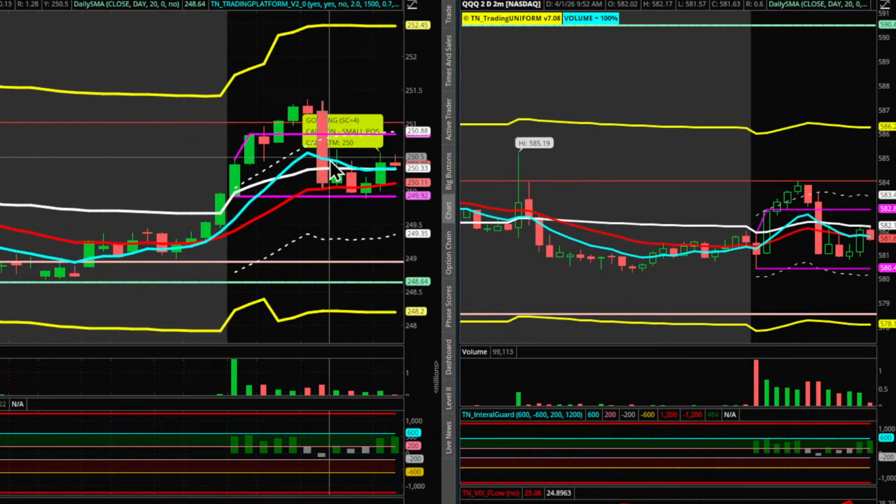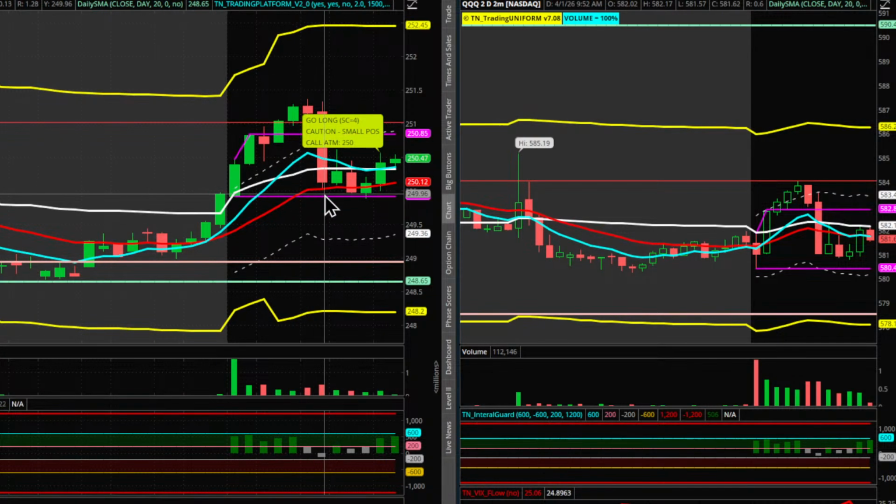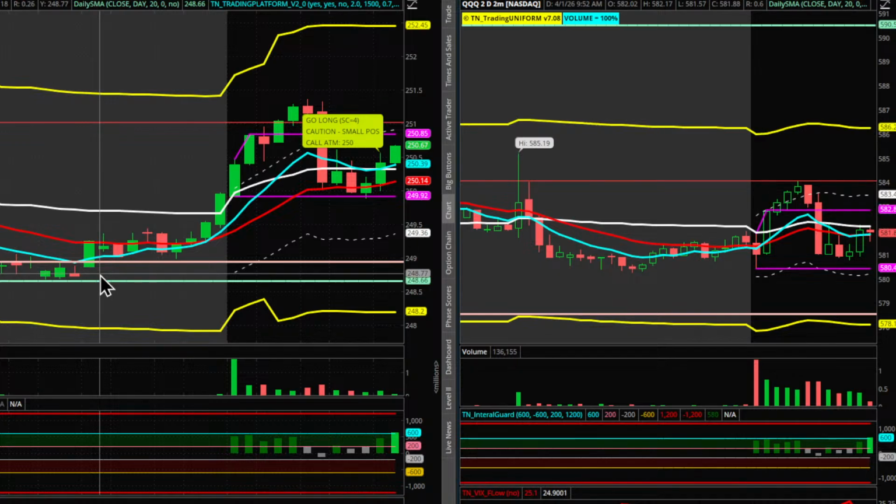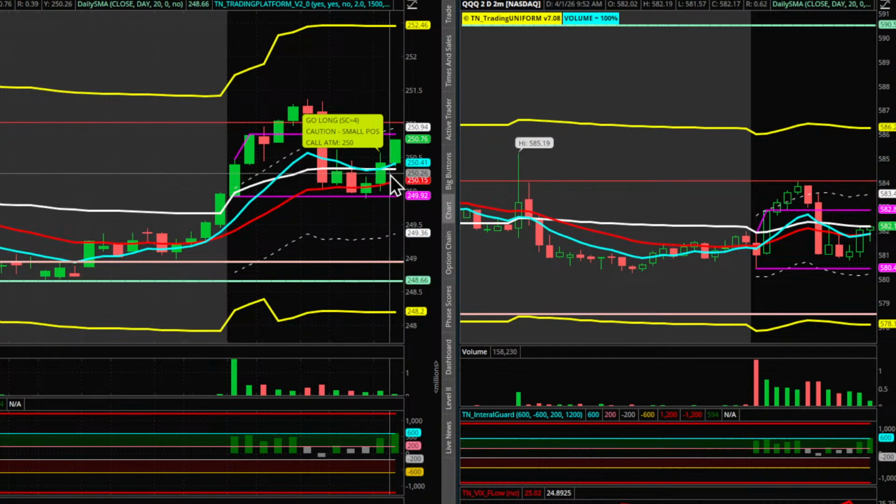I still don't like the long wick here, so I may open just one option. Yeah, it bounces off VWAP as well. That's why the system triggered this go long signal.